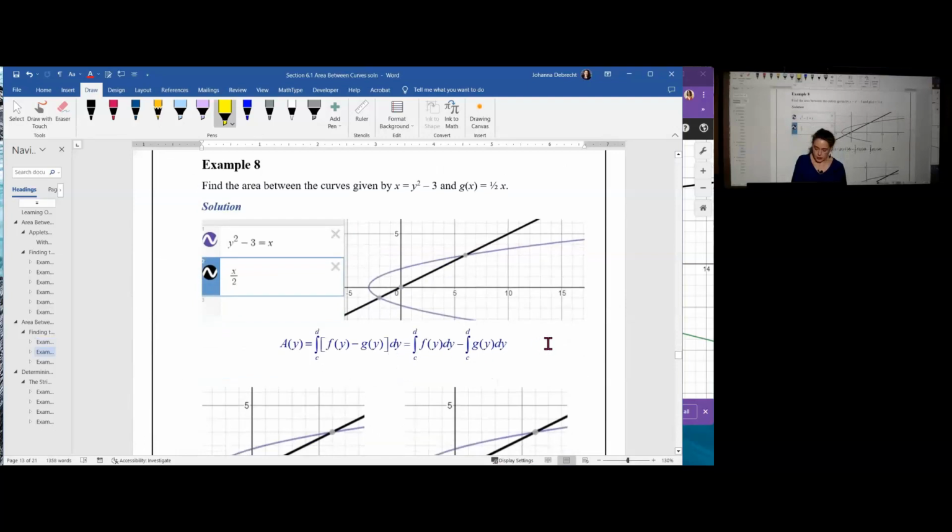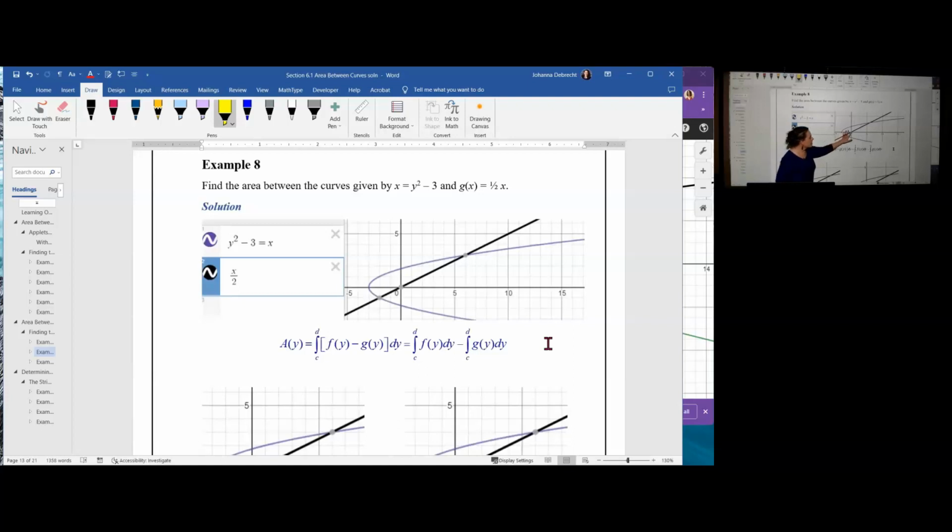In this particular problem, we're given the equation x equal y squared minus 3, which is already solved for x, which makes it easier to go with respect to y. The second one is not solved for x, but it is y equal 1/2 x, a line, and lines are relatively simple to solve for x.